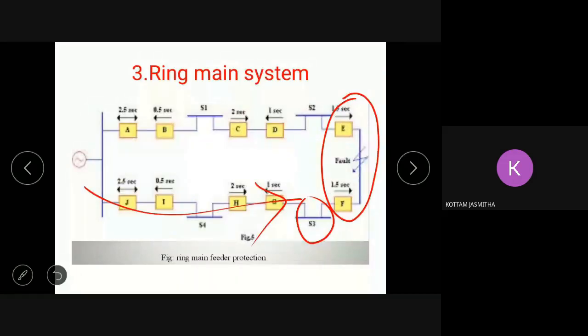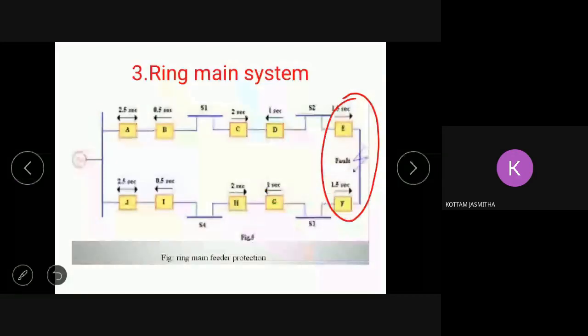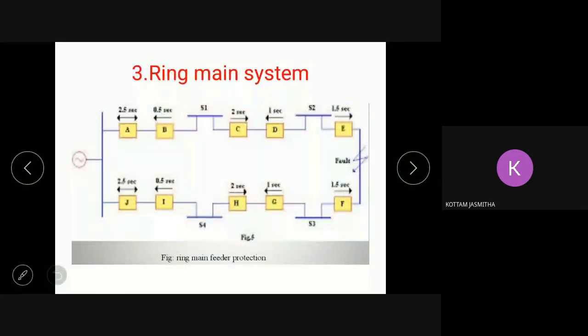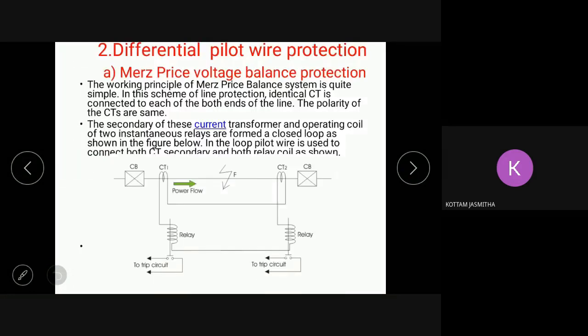So when one side relay or feeder gets opened, the substation will still get the supply from the other side. So that is the advantage of the ring main system. You cannot have a situation where any substation does not get power from any side, unless the feeders on both sides have failed. That is a very rare case. Okay, so that is the ring main system. You can go through that one.